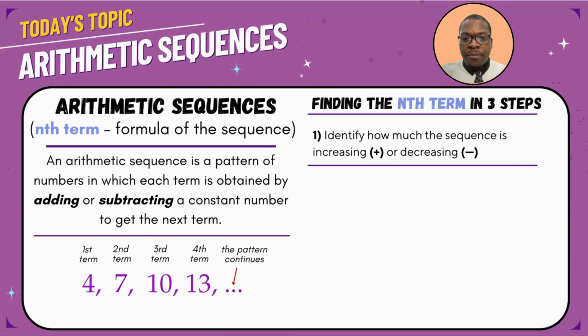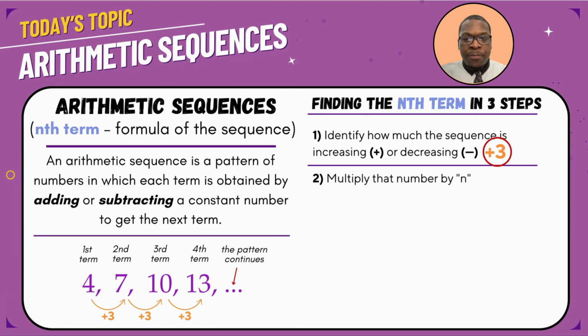So let's look at the pattern. To go from 4 to 7, what's happening? Plus 3. To go from 7 to 10, what are we doing? Plus 3. To go from 10 to 13, what's happening? Plus 3. So what is the sequence doing every time? It is increasing by 3. So that would be positive 3. If it's increasing, a positive number. If it was decreasing, a negative number.